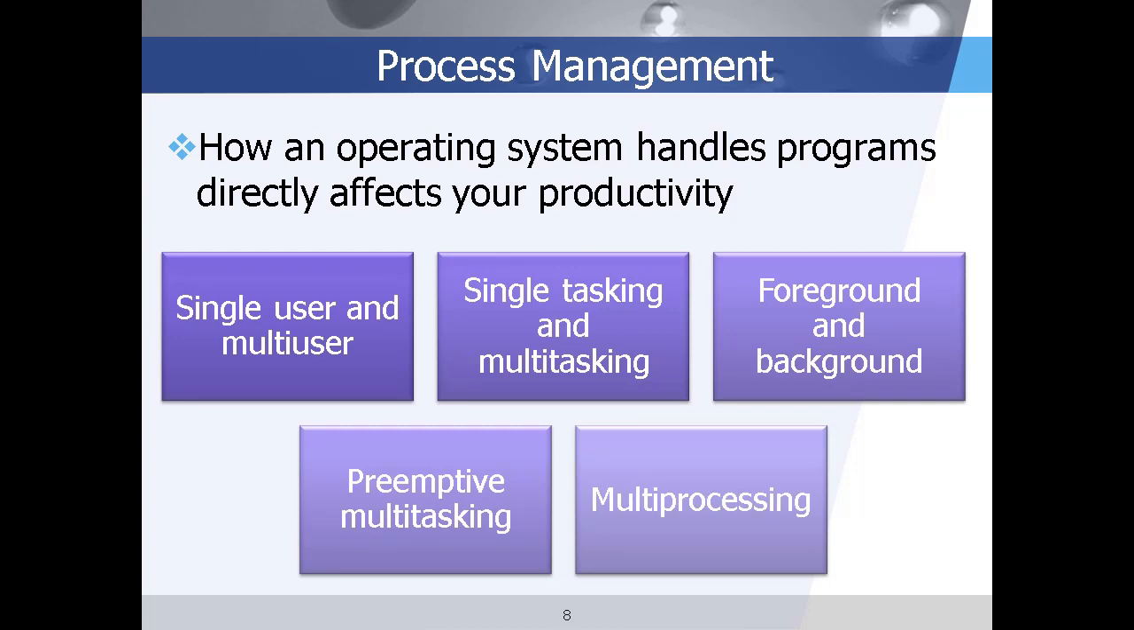Besides process scheduling and process states, process management still has some other functions, like single-user and multi-user support, single tasking and multitasking, foreground and background processes, preemptive multitasking, and multiprocessing. Multiprocessing is different from multiprogramming. Multiprogramming means you can load different programs into the main memory, but multiprocessing means you have multiple CPUs or CPU cores so that multiple programs or processes can be running at the same time.